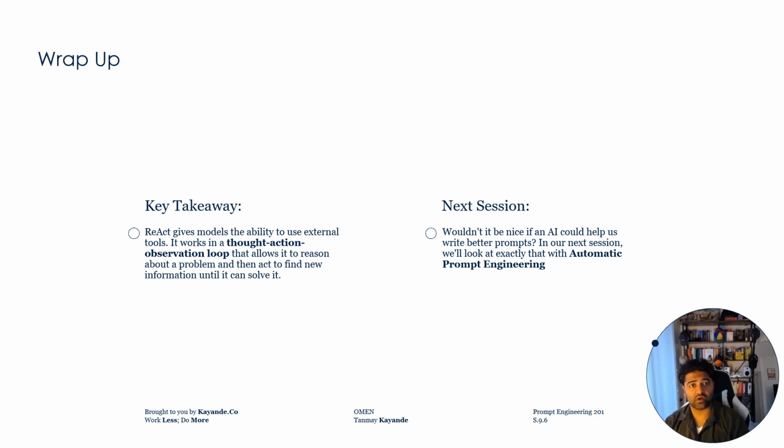It works in a thought-action-observation loop that allows it to reason about a problem and then act to find new information until it can solve it. All these techniques we've discussed require us, the humans, to carefully engineer the prompts. But wouldn't it be nice if an AI could help us write better prompts? In our next session, we'll look at that as automatic prompt engineering.